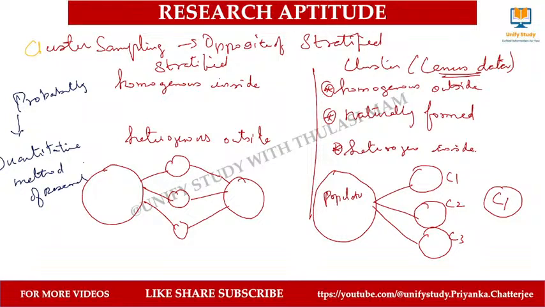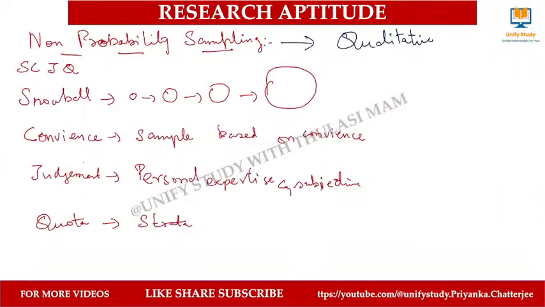Yes, the probabilistic sampling will be applied in the quantitative method of research, and the non-probabilistic sampling will be applied in the qualitative type of research. Sampling means what? It's used for data collection, right? So in the qualitative method of research, this method of sampling is applied. In the quantitative method of research, probabilistic sampling will be applied.